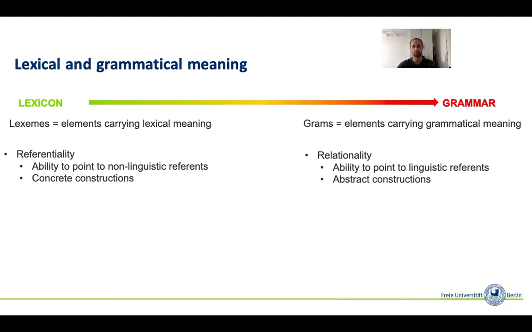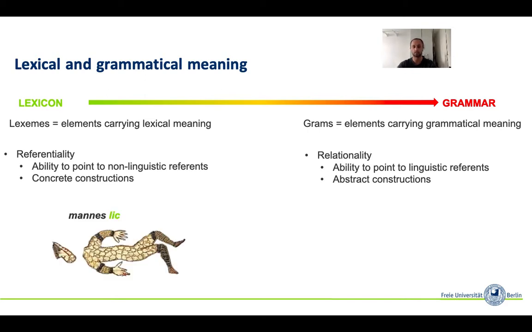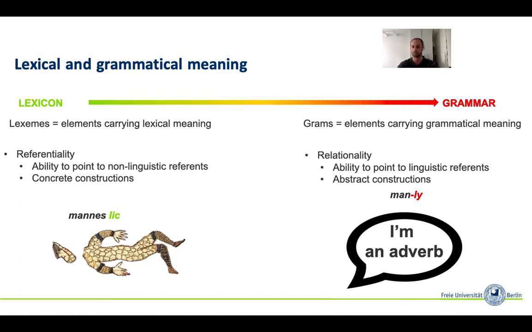They cannot refer to non-linguistic reference. What they do is they point to linguistic reference, to other words, and they create relations between other linguistic elements. And these things very often are employed to express more abstract constructions. We'll see what I mean in a minute, but we have already seen it here. So man-leech has a lexical meaning with referentiality, and the meaning of leech, body, corpse, is very concrete. Whereas on the other hand, the meaning of adverb is rather abstract, right? And it doesn't really point to anything, only the independent noun, man, that it gets attached to.